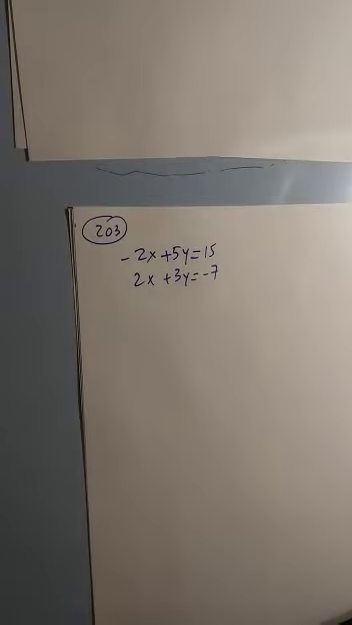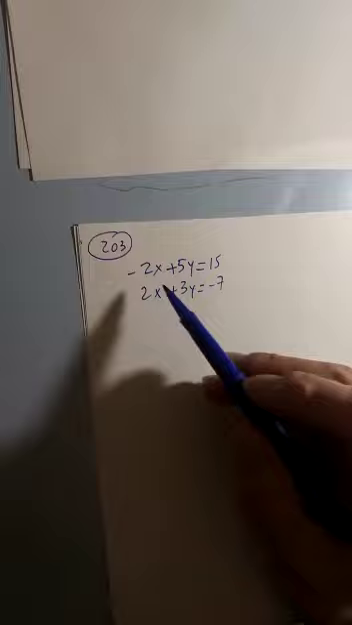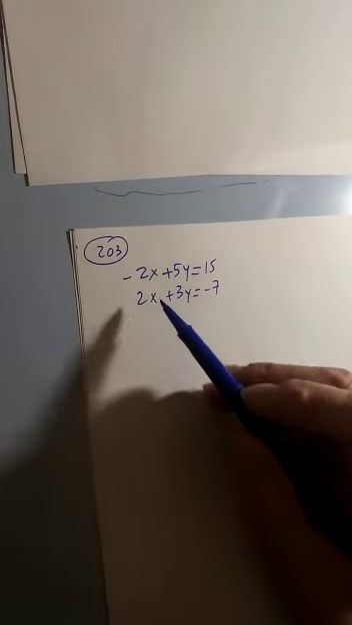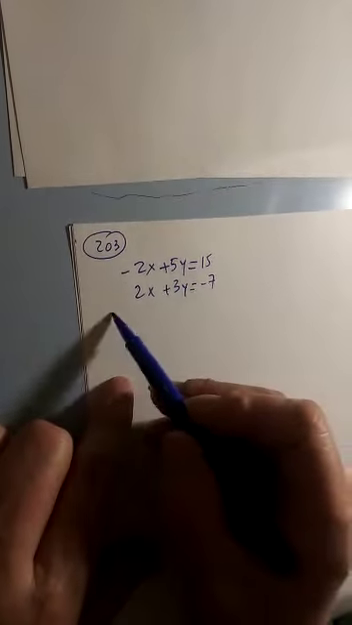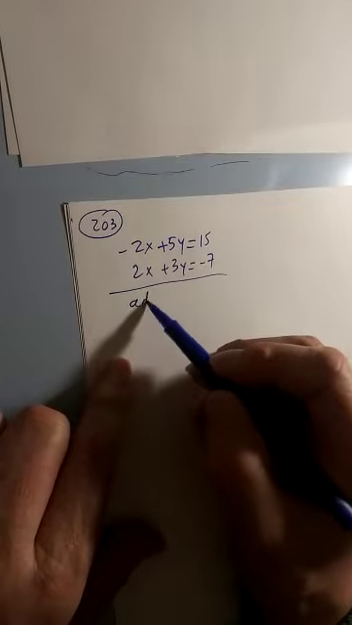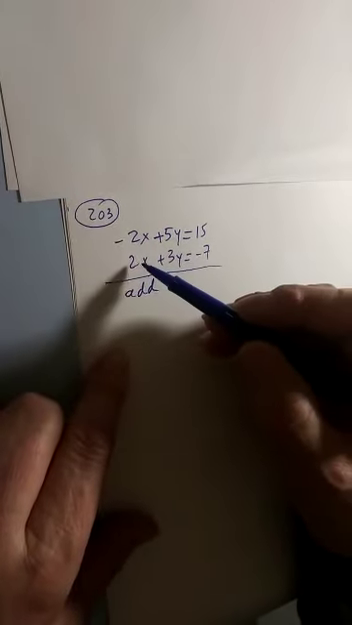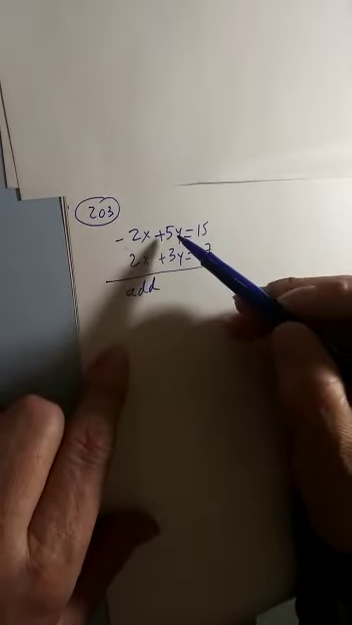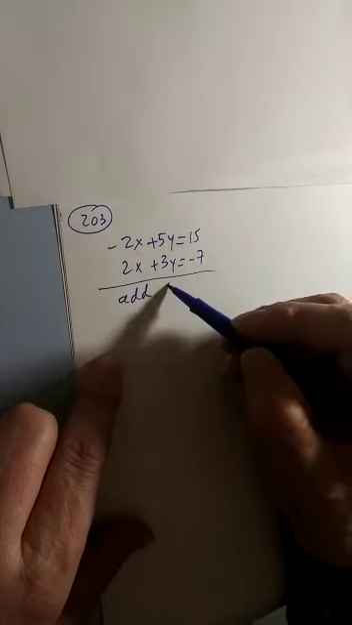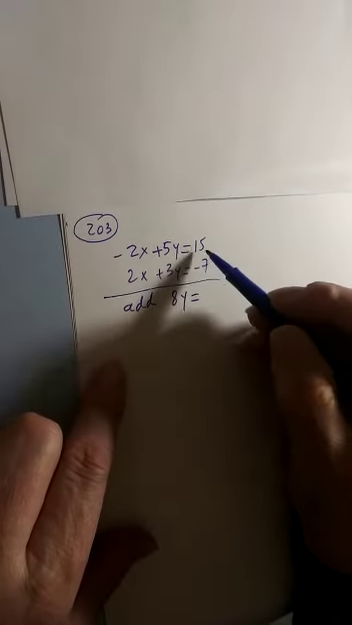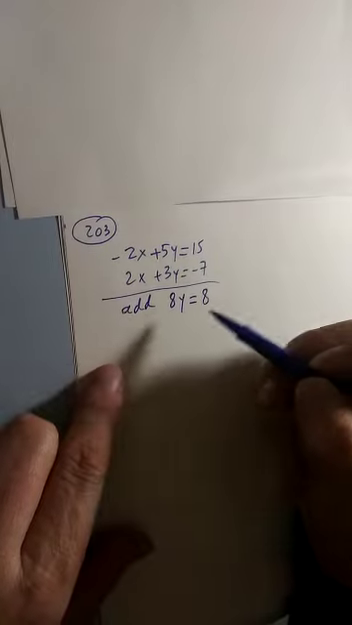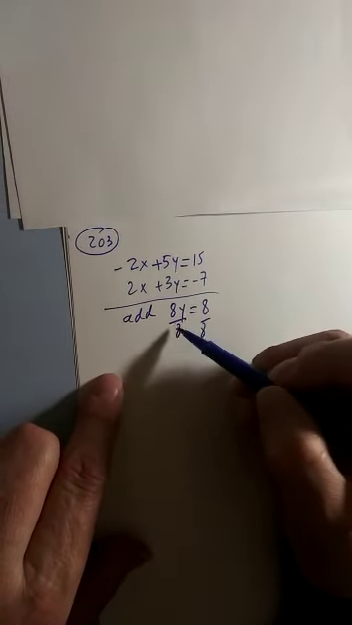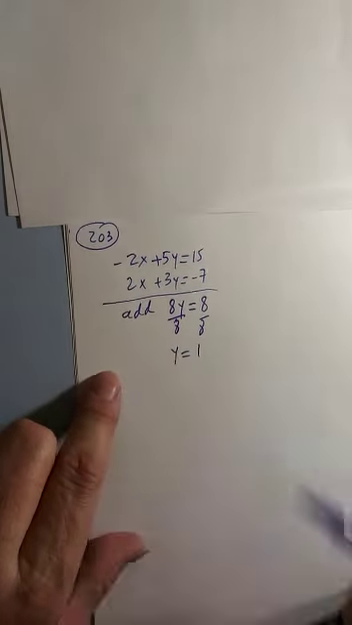We're going to do another system. Let's do this one. In this system, in the first equation we have minus 2x. In the second equation we have plus 2x. If we add them, I'm going to put "add" under the x's. Minus 2x plus 2x will cancel. 5y plus 3y will give you 8y. 15 minus 7 is 8. Divide both sides by 8, and that'll give you y equals 1.